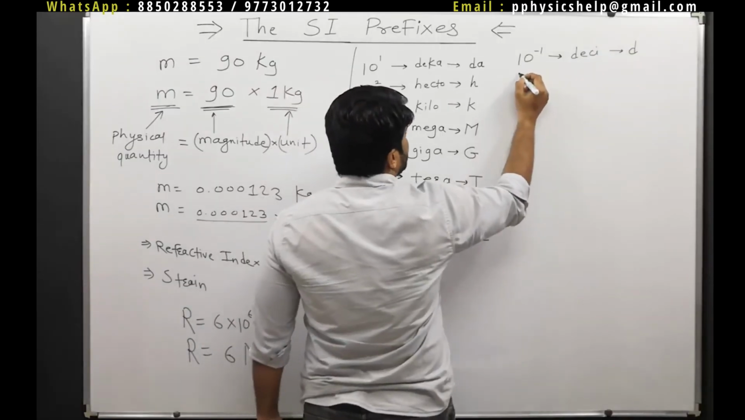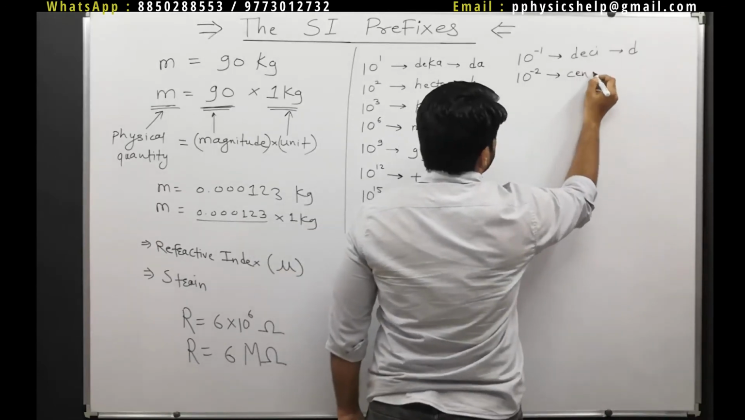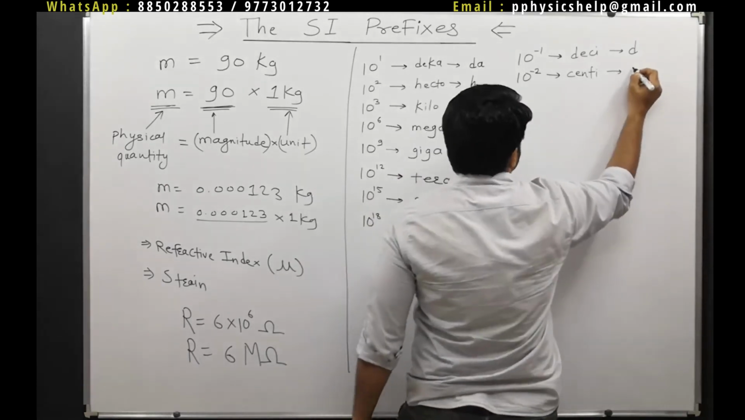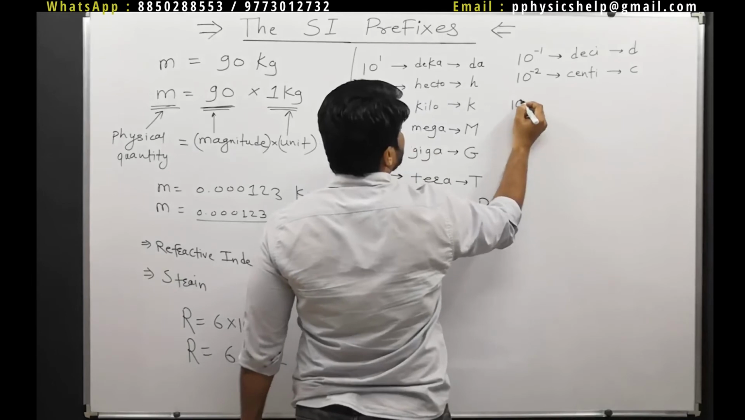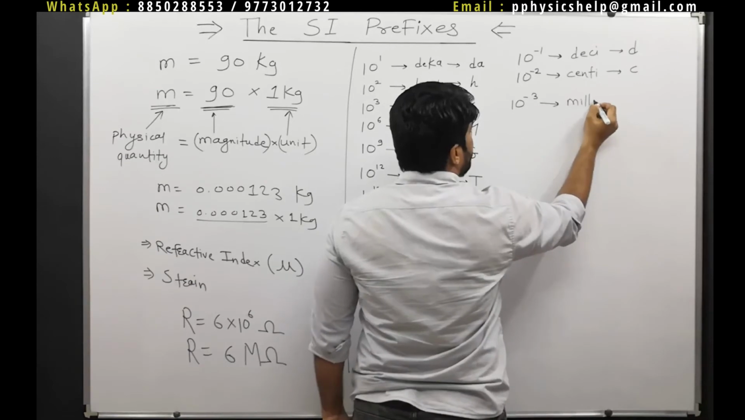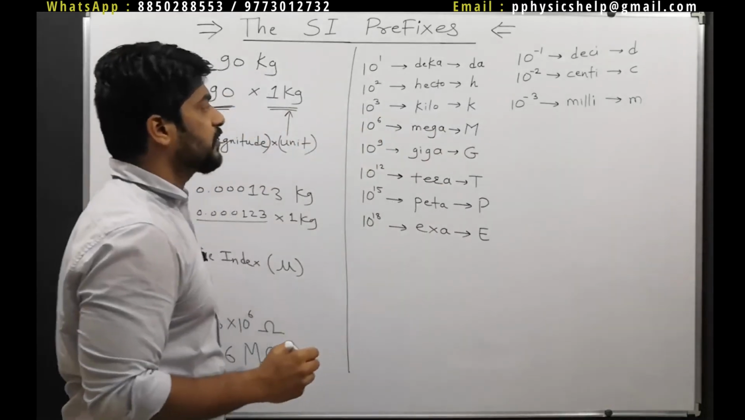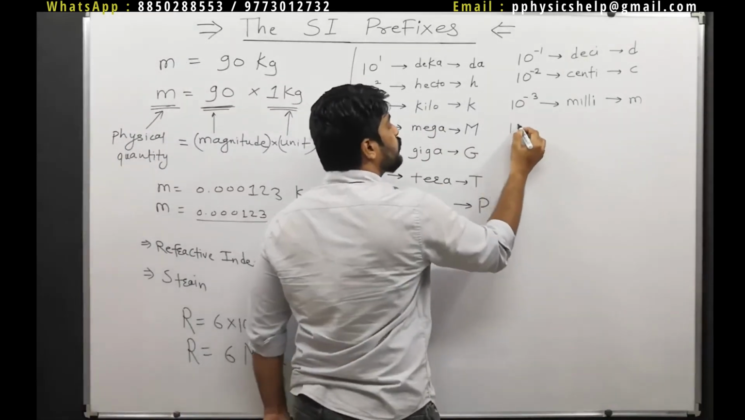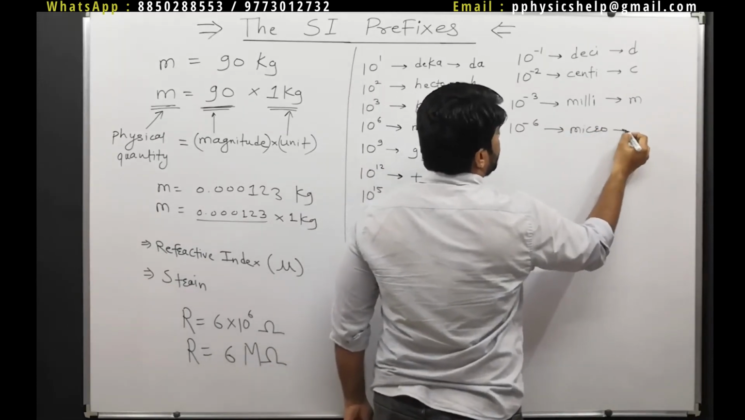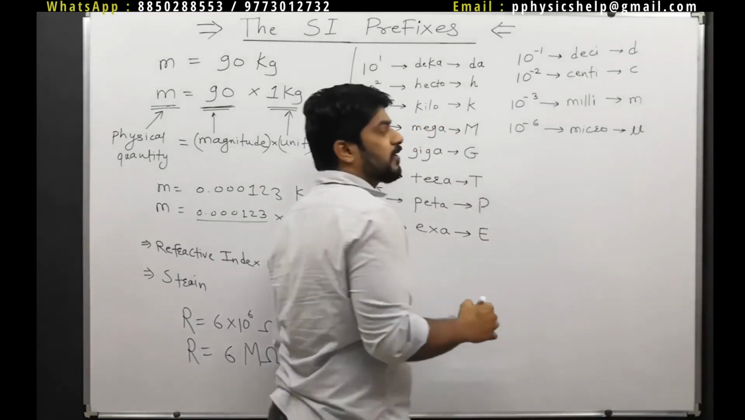Then after deci we have the second one, that is 10 raised to minus 2. This 10 raised to minus 2 is called centi. You have heard about the centimeter, that is nothing but 10 raised to minus 2. So it is just small c. Then we have 10 raised to minus 3, and this is called milli, and it has a symbol of small m. Then we have 10 raised to minus 6, and it is called micro, and we just denote it by mu.